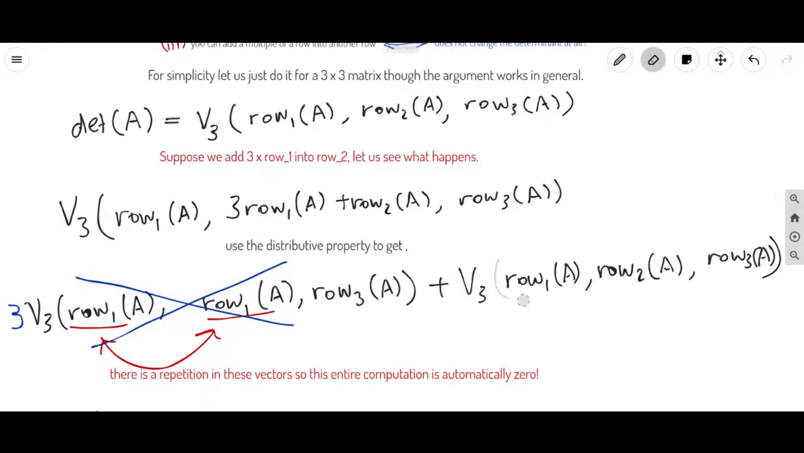And look at what we are left with. We're left with the exact same thing that we started with. So we started with the determinant of the matrix, and after doing this row operation and calculating the determinant of that, we end up with the same exact calculation. So it's because of that the third row operation property does not change the determinant of the matrix.